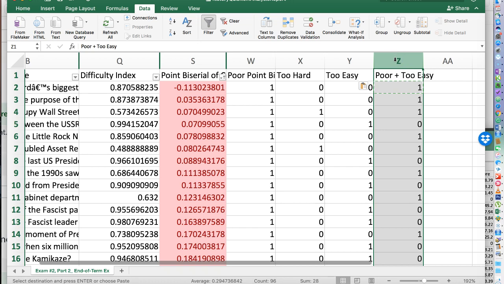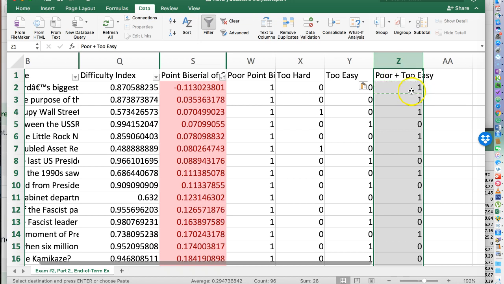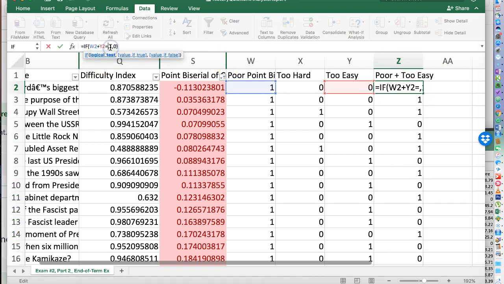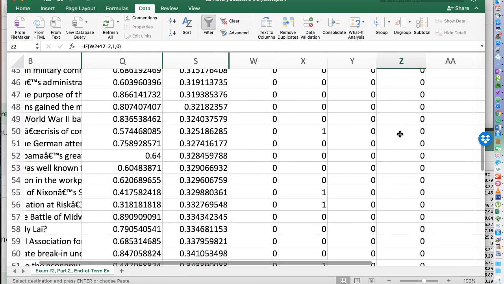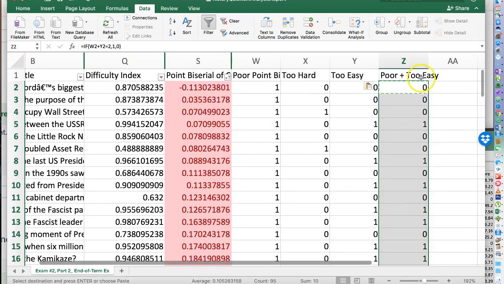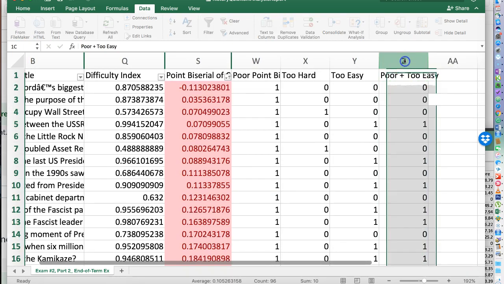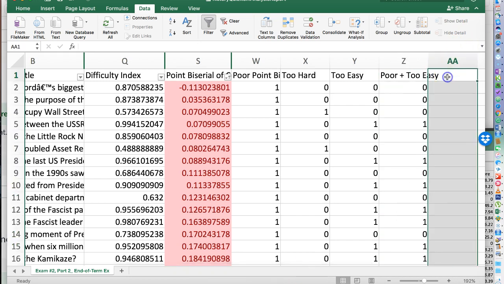So it looks like, oops, I wrote that equation wrong. Equals 2. There we go. Okay. How many questions are poor plus too easy according to our point biserial? 10. It says 10 of them, and it identifies those 10.